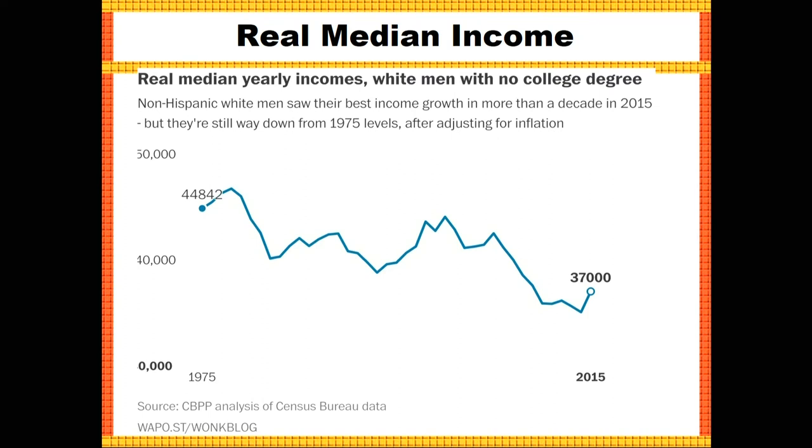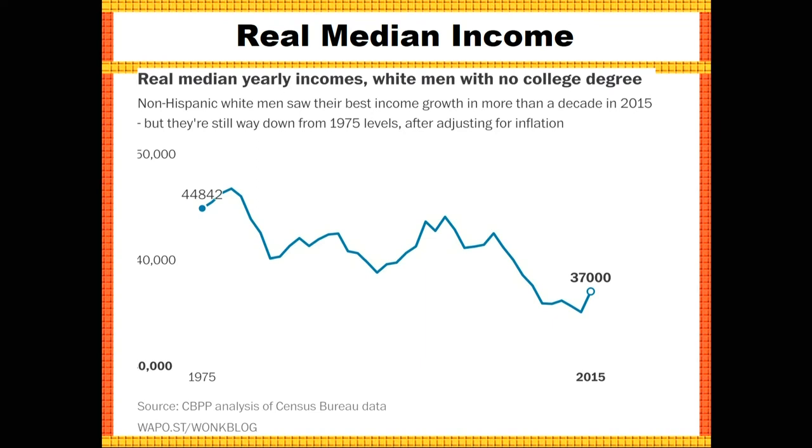What does this show? This is real, again constant dollars adjusted for inflation, median income of white men with no college degree. And what you see here is that their income between 1975 and 2015, over 40 years, has declined. Once you adjust for inflation, income has declined.